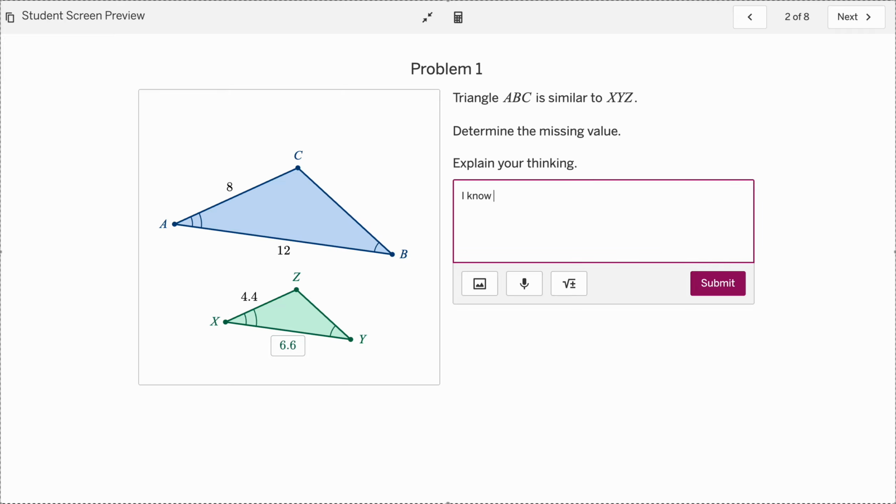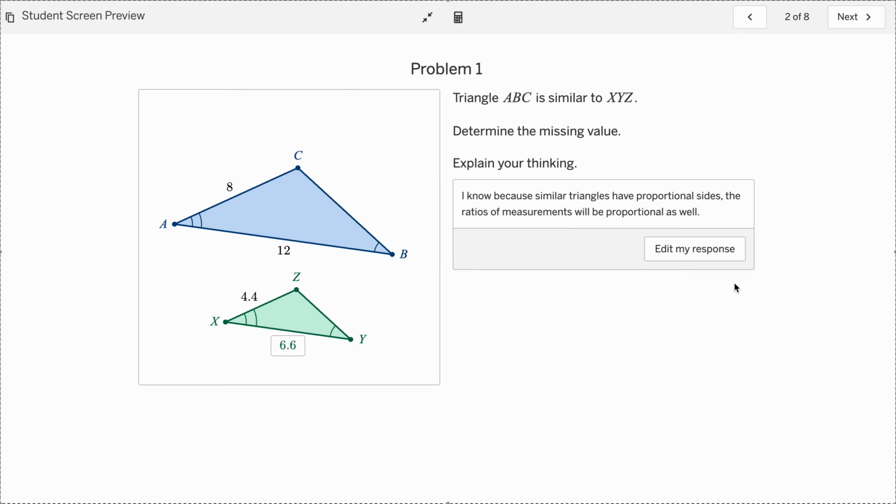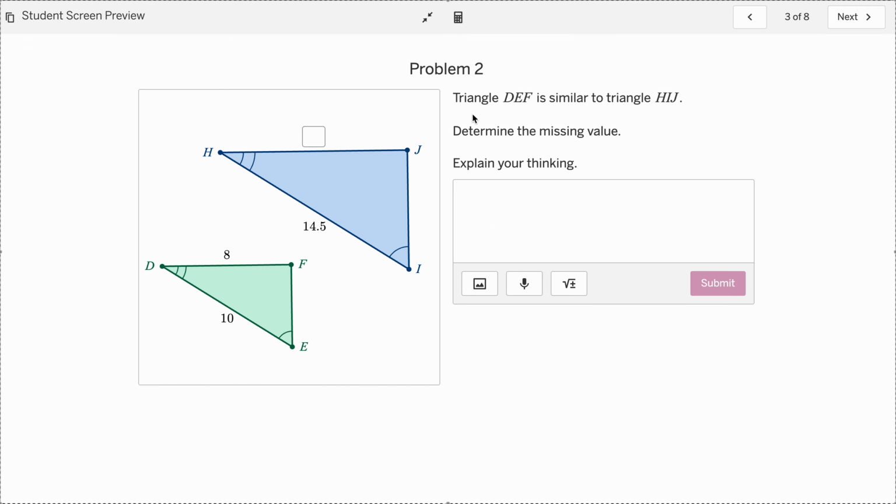So I know because similar triangles have proportional sides, the ratios of measurements will be proportional as well. That's what I would say.